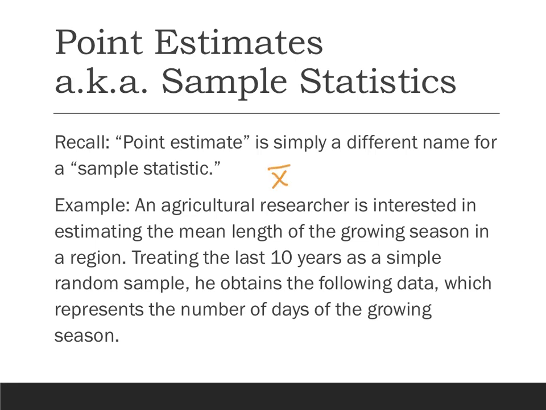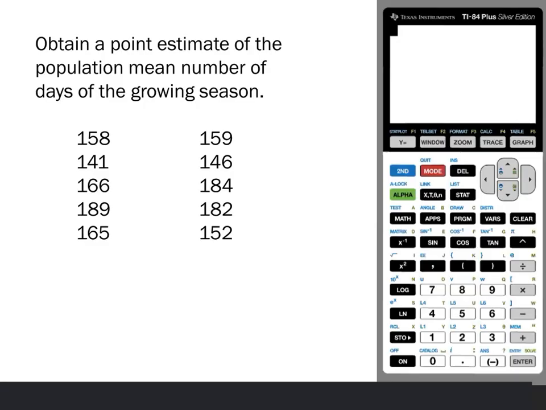And so here's an example. An agricultural researcher is interested in estimating the mean length of the growing season in a region. Treating the last 10 years as a simple random sample, he obtains the following data, which represents the number of days of the growing season. So I've got the data on the next slide. We'll go over and find the sample mean.